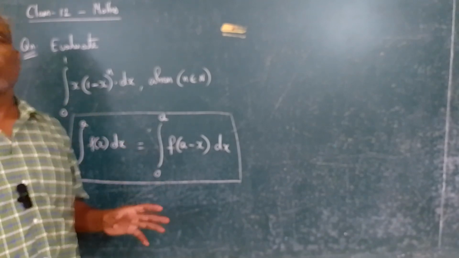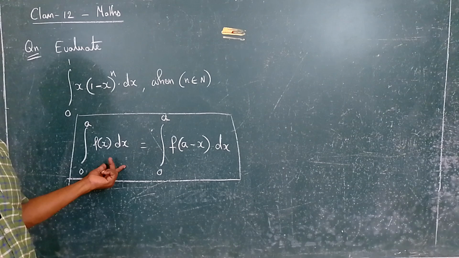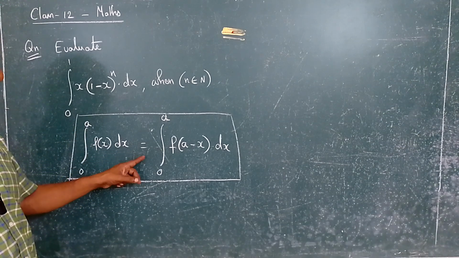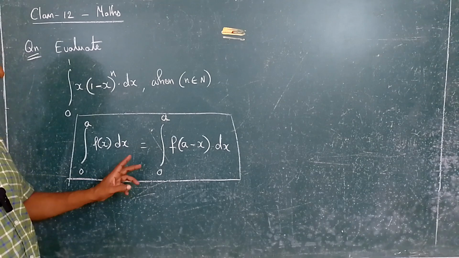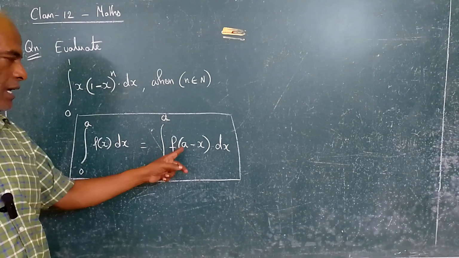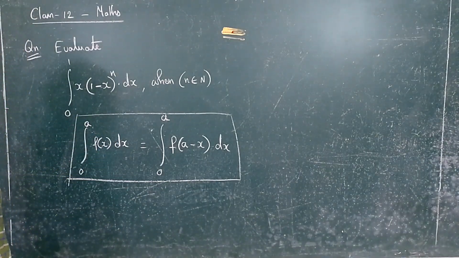For that, we make use of the definite integral property. That is, integral 0 to a of f of x dx is equal to integral 0 to a of f of (a minus x) dx. Wherever we see x, this x is replaced by a minus x. This is the property of the definite integral.